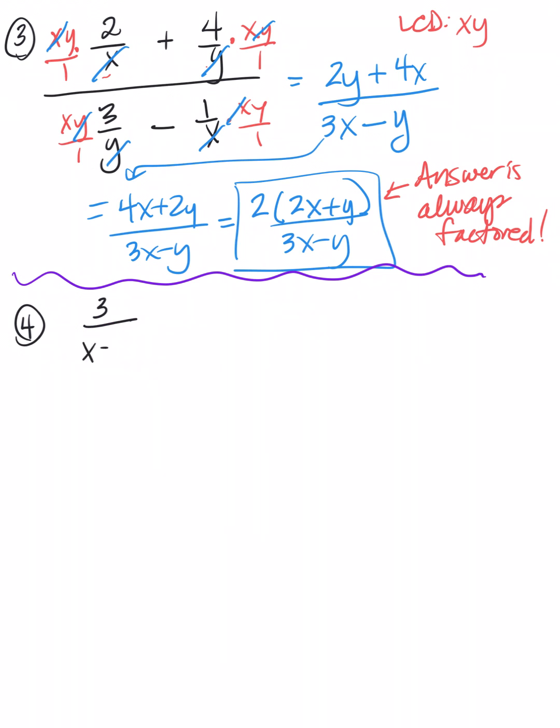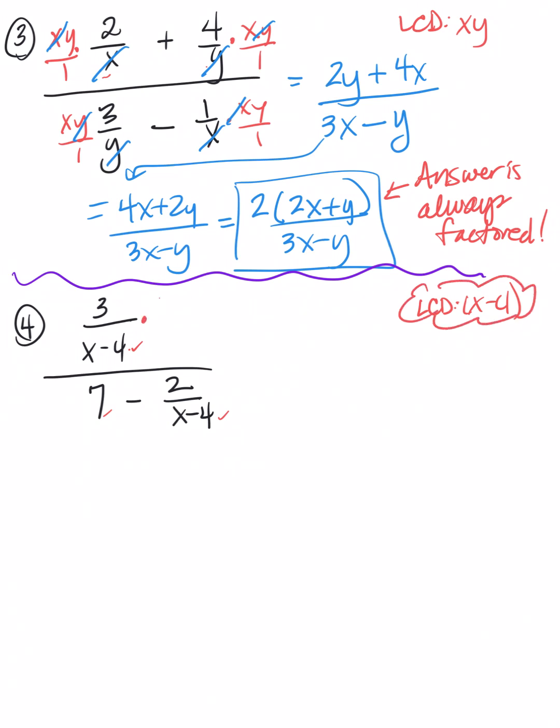3 over x minus 4, divided by 7 minus 2 over x minus 4. Okay, well, what's my LCD going to be? Well, x minus 4 looks like it has to be there. That's for this one. This is just a 1. This needs that. Already has the x minus 4. Now, remember the rule. You've got to multiply every term by that LCD.